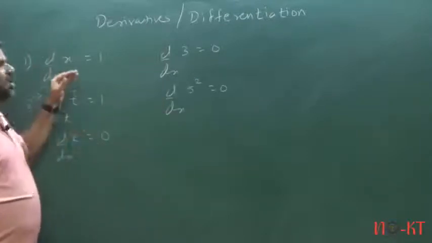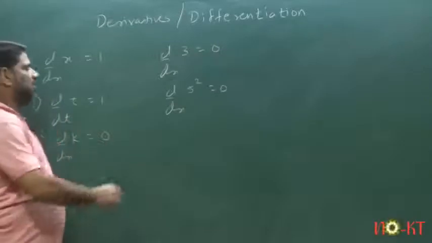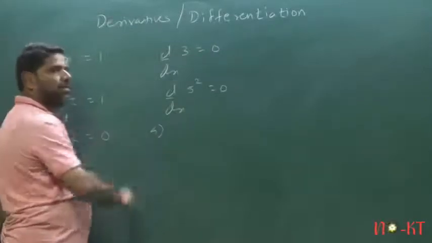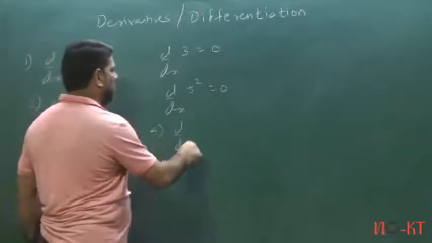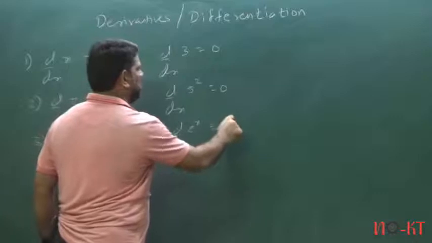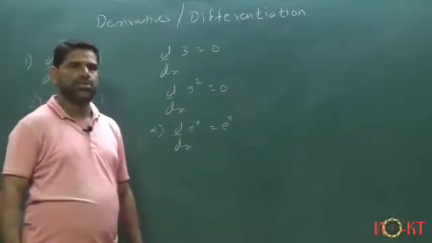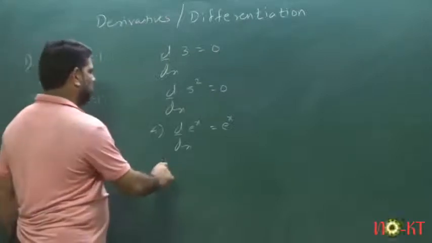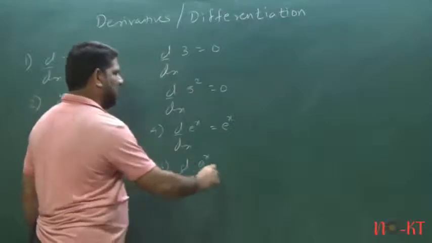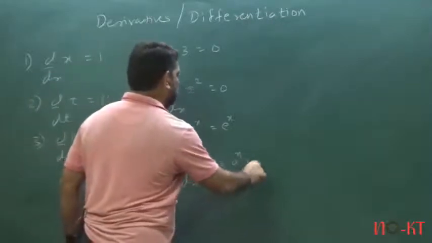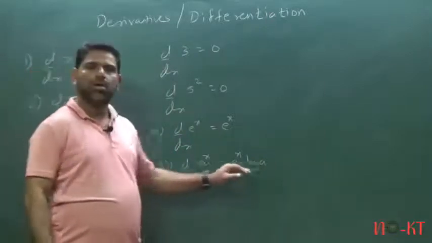So the first formula was derivative of x is 1. In the second formula we did derivative of constant is 0. Now we switch over to formula number 4. Formula number 4: derivative of e raised to x is always e raised to x. See here, what I said: derivative of e raised to x is e raised to x. Fifth formula, derivative of a raised to x is a raised to x into log a. What I said, derivative of a raised to x is a raised to x into log a.